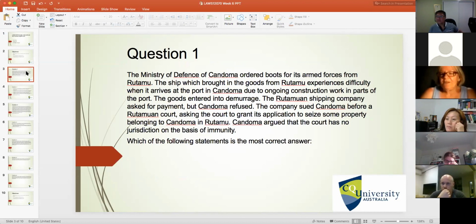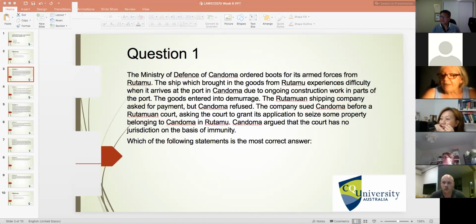The Ministry of Defence of Kandoma ordered boots for its armed forces from Rutamu. The ship which brought the goods from Rutamu experiences difficulties when it arrives at the port in Kandoma due to ongoing construction work in parts of the port. The goods entered into demurrage. The Rutamuan Shipping Company asked for payment, but Kandoma refused. The company sued Kandoma before the Rutamuan government court, asking the court to grant its application to seize some property belonging to Kandoma in Rutamu. Kandoma argued that the court has no jurisdiction on the basis of immunity, advised the parties.